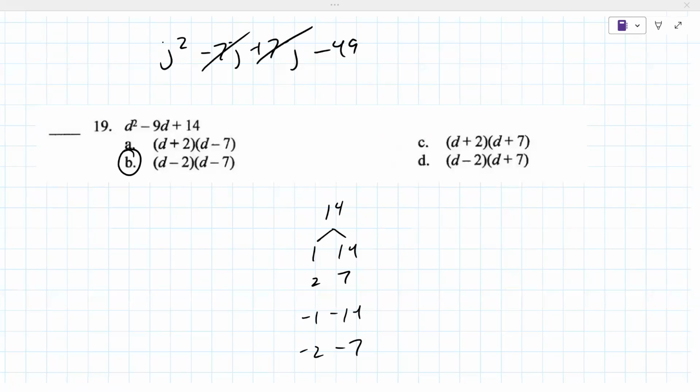All right, good. Can you explain? I'm a little bit confused. Well, if you were to FOIL this one, you would get b squared minus 7d minus 2d plus 14. That becomes minus 9d. We'll work on this next time on Wednesday if we have time.